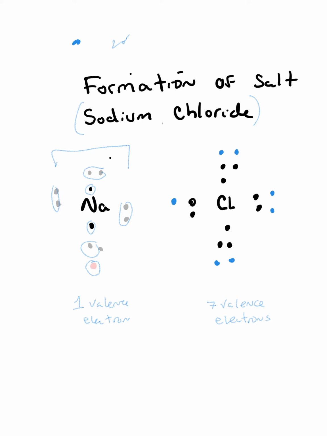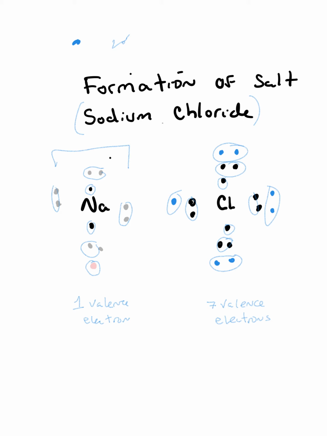Now chlorine, I've drawn all the electrons. You'll notice it has 2 of these innermost shell electrons. I have 8 here. And then the outermost shell has 7 valence electrons. It wants to have 8. Sodium has 1 valence electron, and it also wants to have 8.